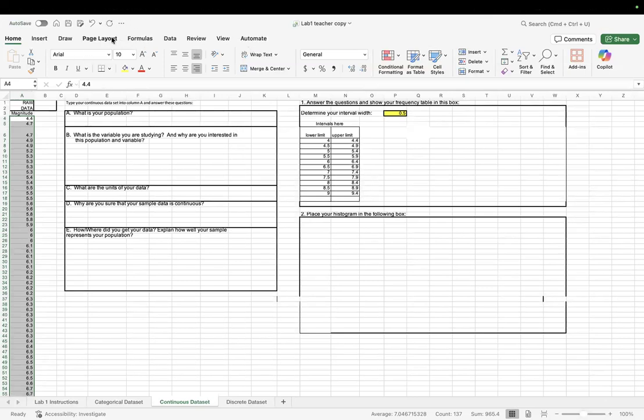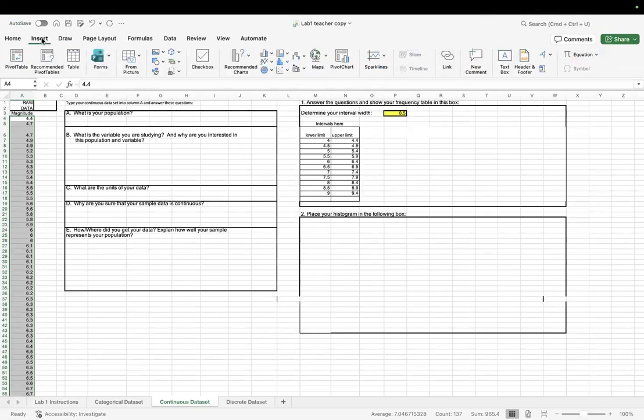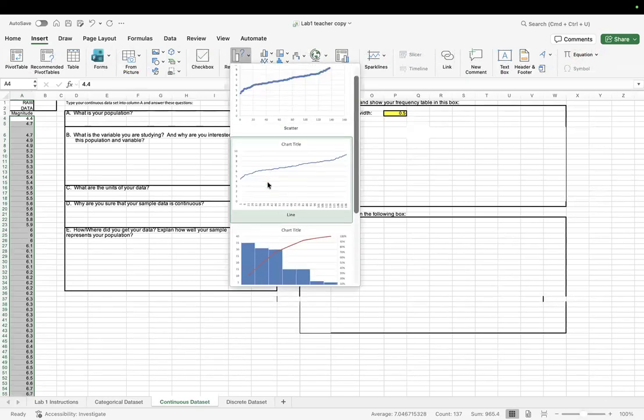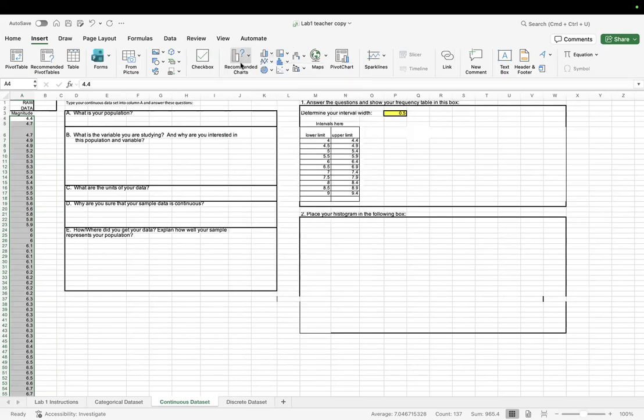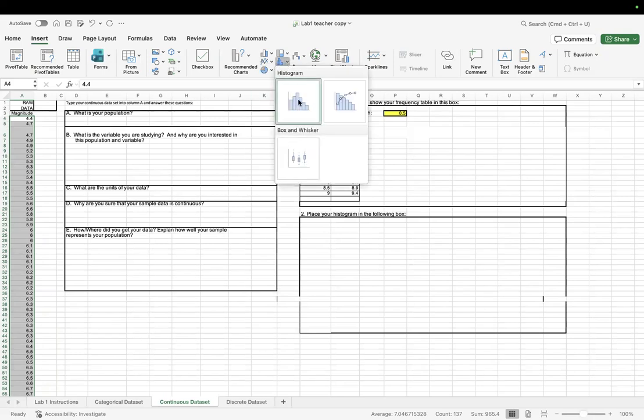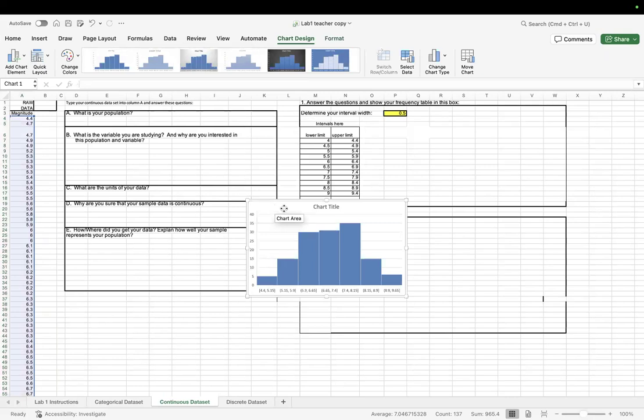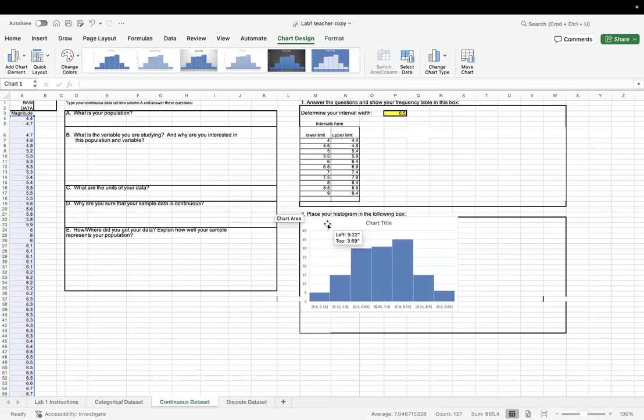All right. So go back to insert. 85 times out of 100, it will know what chart you want. You don't want the histogram with the weird line on it. You want the histogram without the weird line on it. If you click on this one right here, you can see the nice pretty histogram. Okay, the histogram's going to need some work.